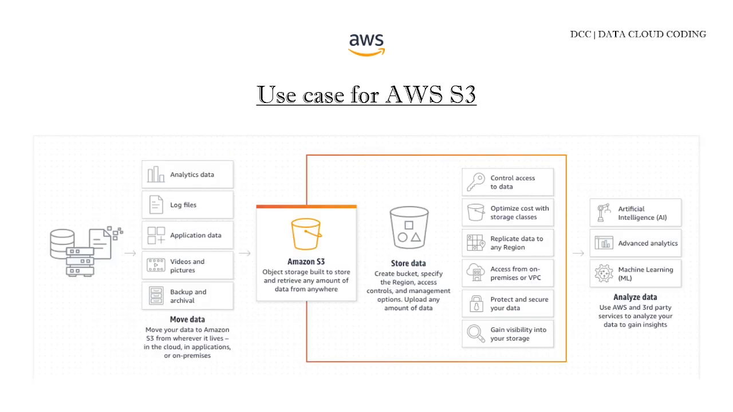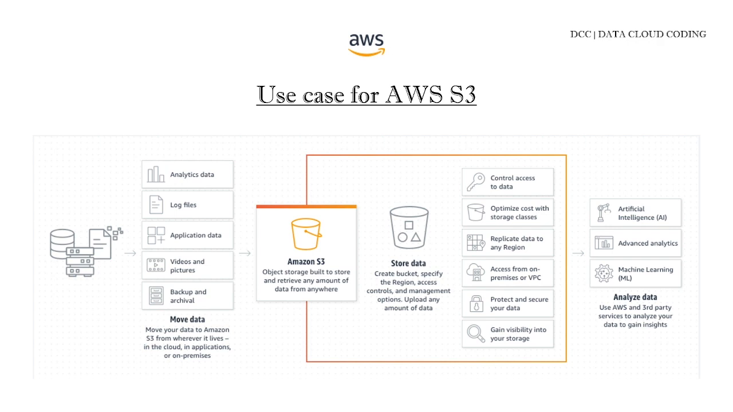So here on the screen is a typical use case scenario for AWS S3. On the left hand side, we have data coming from multiple sources, like we have the analytics data, or we can have log files, we can have application data, we can have videos and pictures, or we can have some data related to backup and archival. So these are the client side applications that might be wanting to send some data into Amazon S3 for storage. So we can store all these types of data in our S3 bucket. All this data can be pushed inside of an S3 bucket.